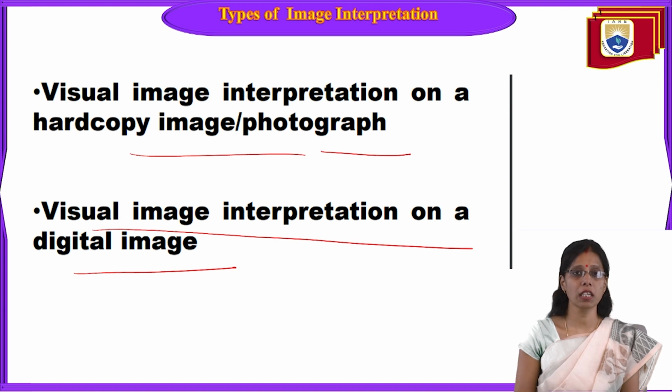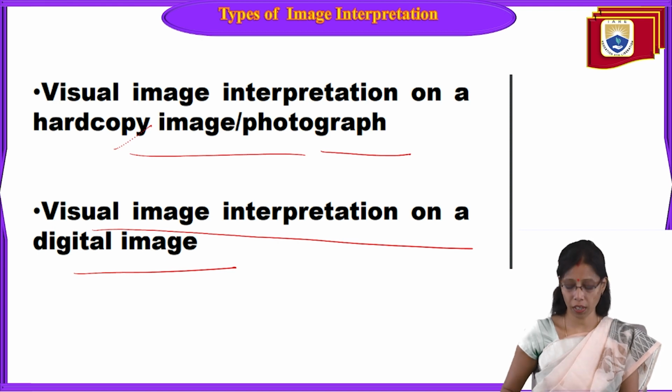Based on the key elements, like how the texture looks, how the color looks, how the shape looks, based on all that we are able to identify the objects in visual interpretation of a hard copy of an image. Now, visual image interpretation on the digital image. How do we identify the objects on a digital image? We are able to identify what features are present on the image.